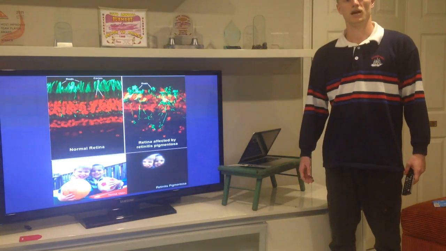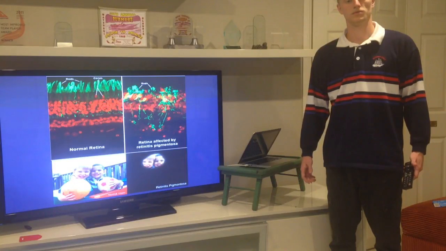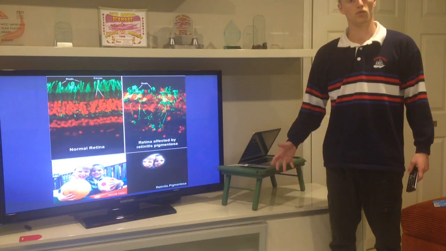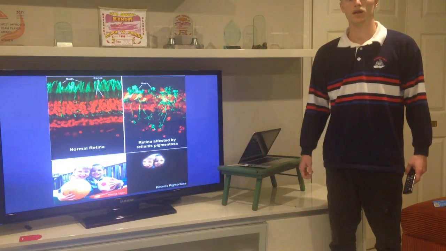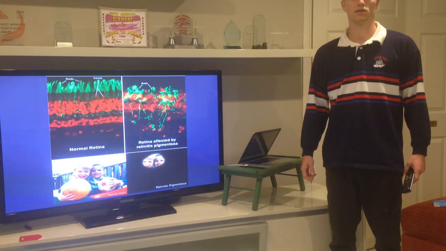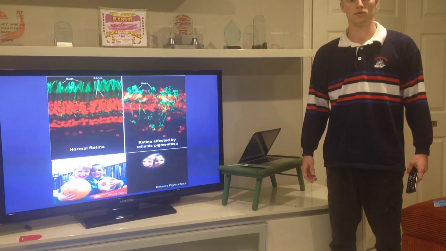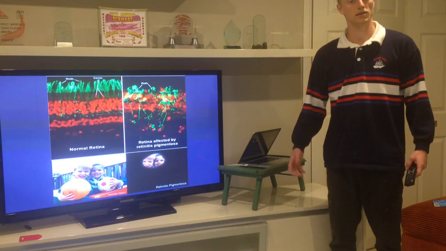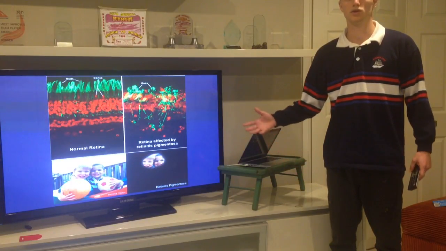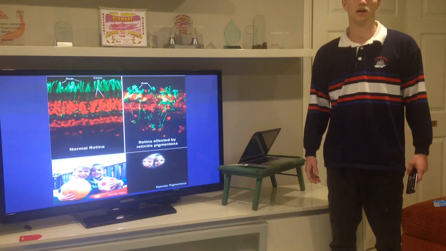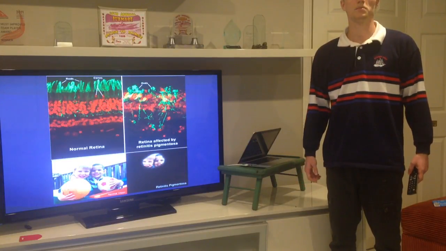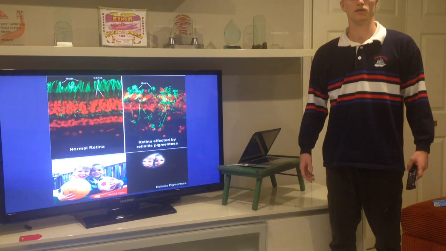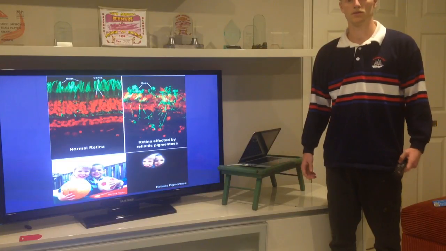In the early stages of RP, the light-sensing cells responsible for vision in dim light, or rods, shown in green, gradually deteriorate. As a result, seeing at night becomes much more difficult. The loss of the rods eventually leads to a breakdown and the loss of the bright light-sensing cells, known as the cones, shown in red. In the late stages of RP, as the cones die, people tend to lose more of the visual field, developing larger blank spots in their vision.